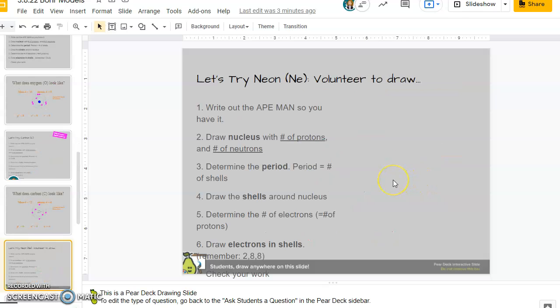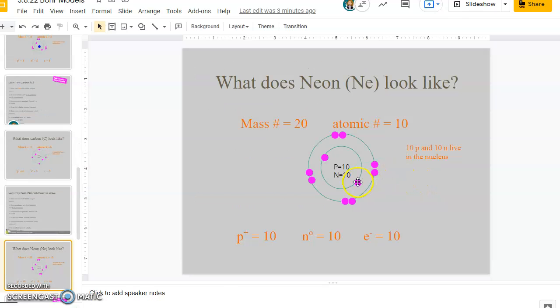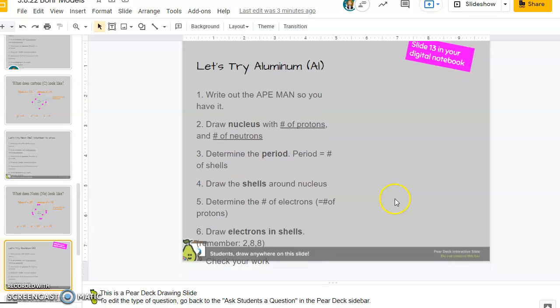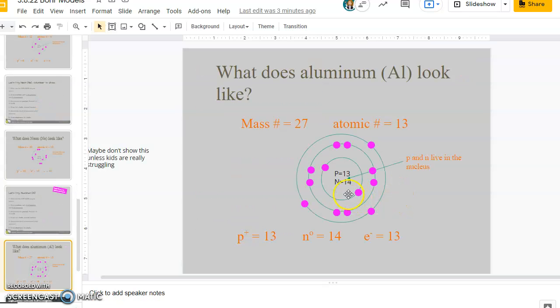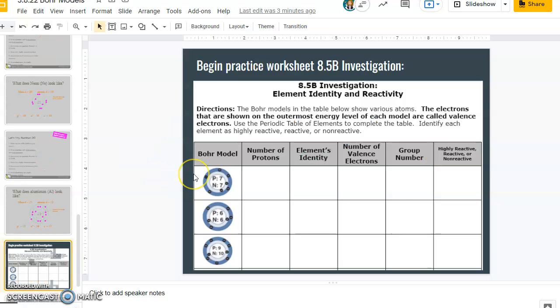All right, so let's try neon. This is what neon looks like, 2, and then we have 2, 4, 6, 8. So there we go, 10. And then there's aluminum. Here's aluminum. We're concerned that we have 13 electrons. So 2, 4, 6, 8, 10, 11, 12, 13. Because we remember, protons and electrons are the same.